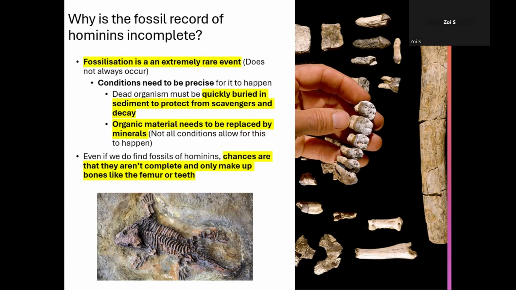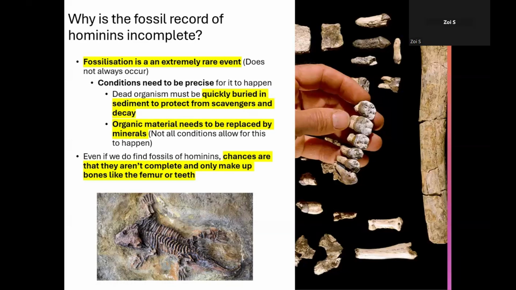So even if all these conditions are met, there are also other factors that can cause hominin fossils not to be fully found. For example, when we find hominin fossils, we find incomplete fossils of a complete specimen, or we find complete fossils of an incomplete specimen.